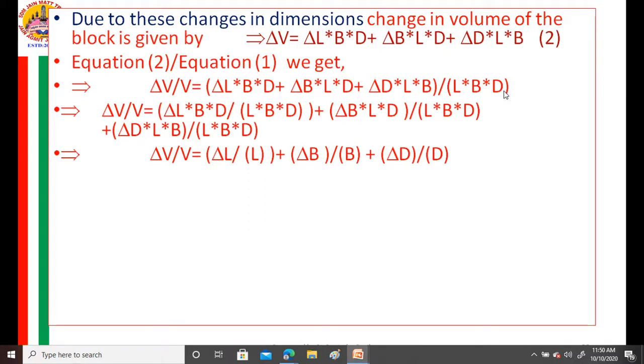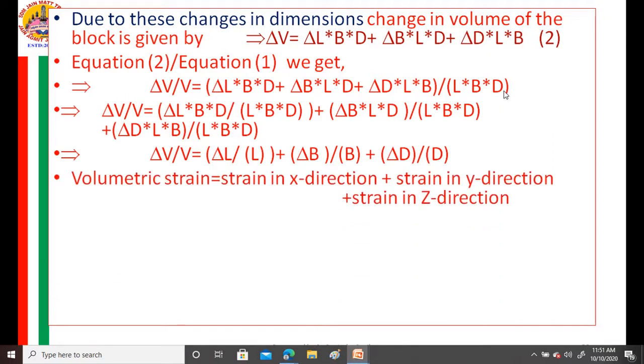Strain is nothing but change divided by original. If it is change in volume divided by original volume, it is volumetric strain and is indicated by epsilon of V. This first term, del V by V, is nothing but volumetric strain.